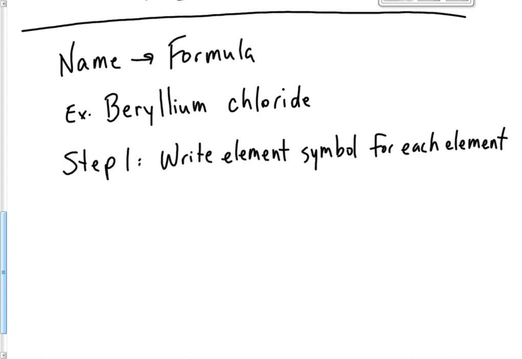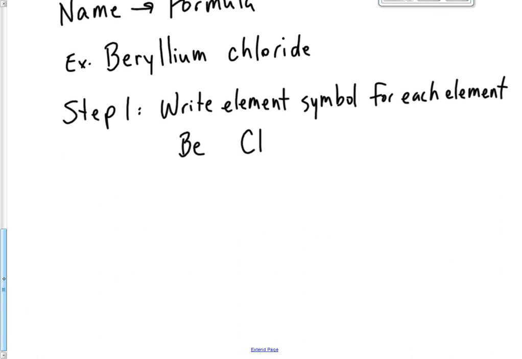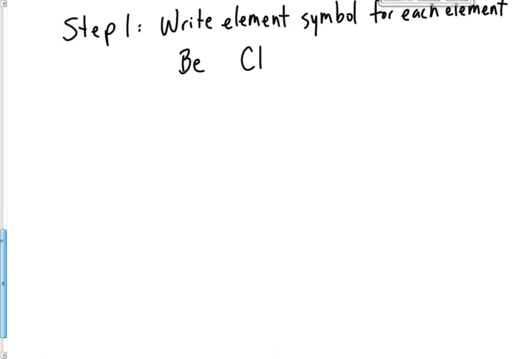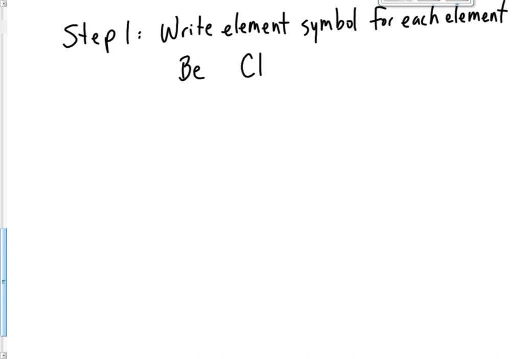The element symbol for beryllium is Be. The element symbol for chlorine is Cl. So step 1 is done. The one thing I'll tell you about naming, it's very procedural. If you follow the procedures, there's no way you can get it wrong.